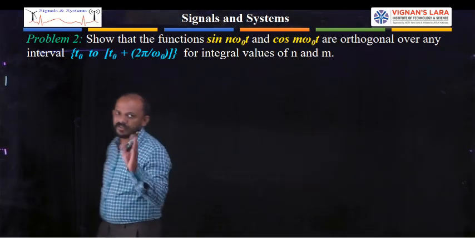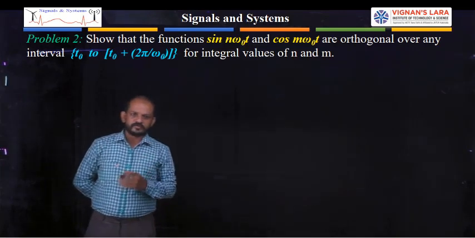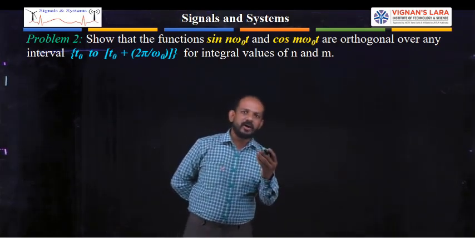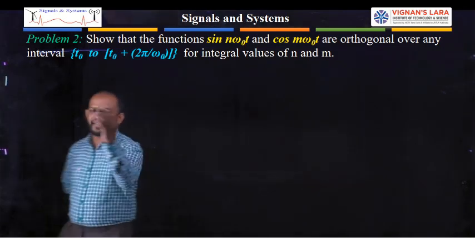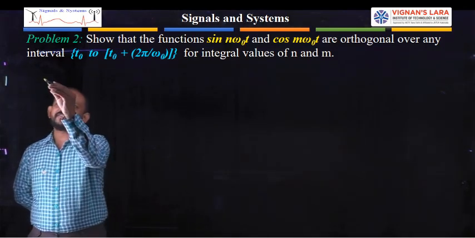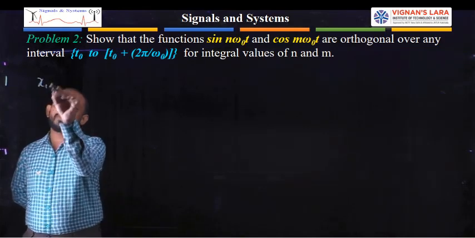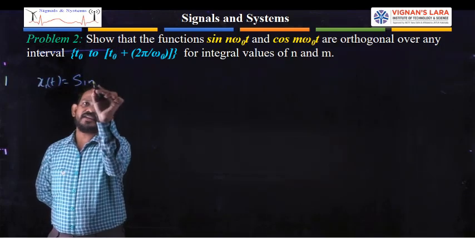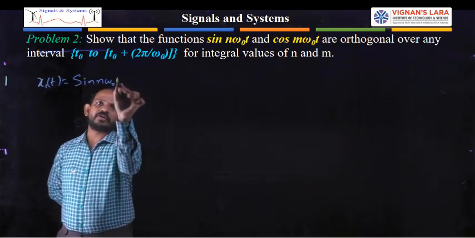That is the given problem. We have to show that sine n omega naught t and cos m omega naught t are orthogonal. For that, I am taking the given data. First, consider x1 of t. X1 of t is sine n omega naught t.